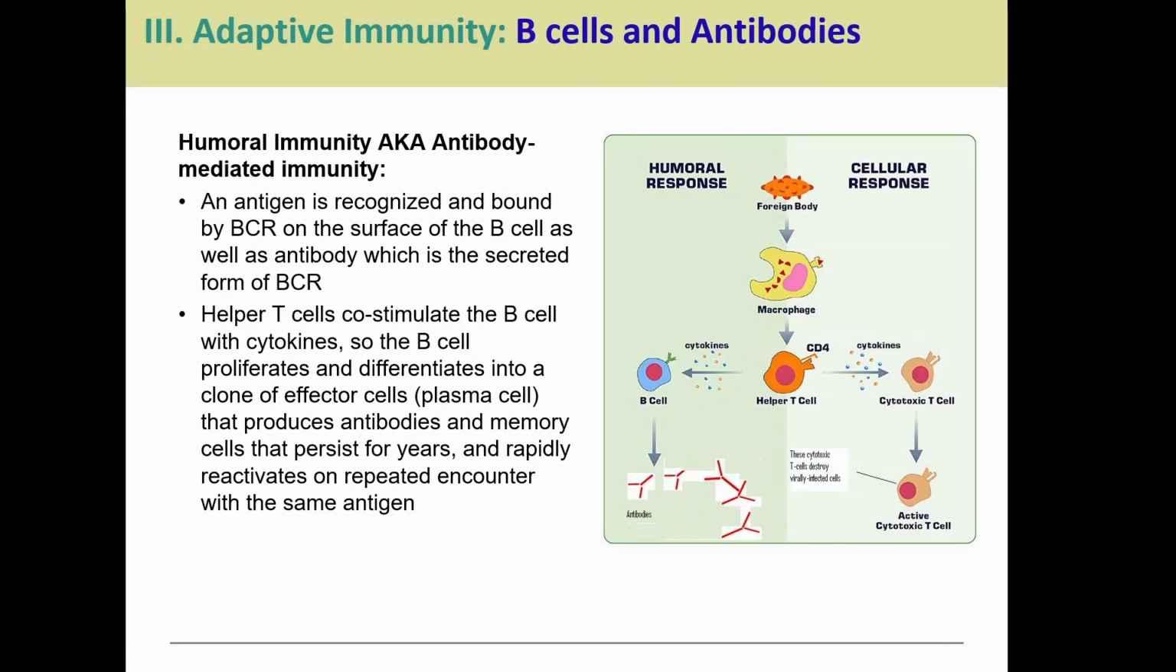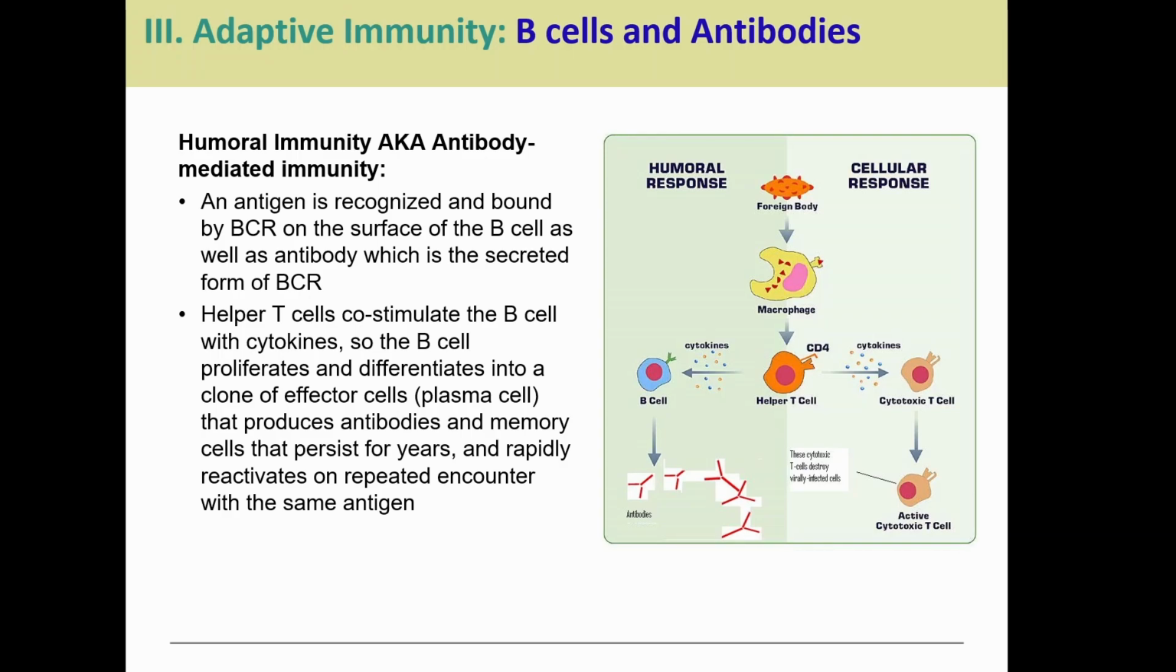Now, when it comes to B cells, we're working with antibodies. Antibody-mediated immunity. We don't need to worry about an antigen-presenting cell here because the B cells can directly identify antigens. The antigen is going to be recognized and bind to the receptor on the B cell, as well as the antibodies that have been secreted by the B cell, because remember, the antibody is just like the receptor, but in a free form.